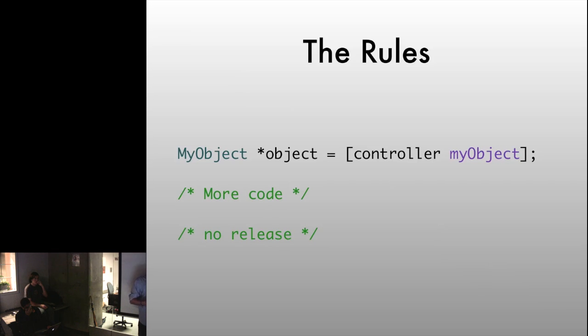Let's say that you've got an object called controller. It doesn't matter what the class is, and you call it with this message, myObject, and it gives you back a pointer to an object.